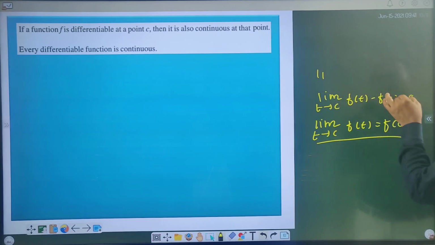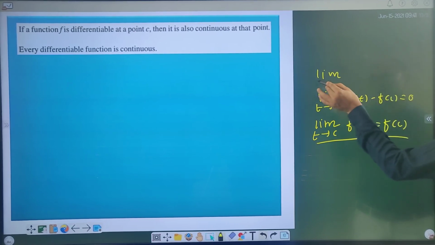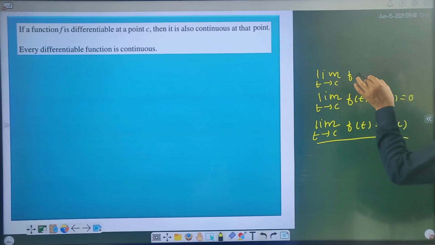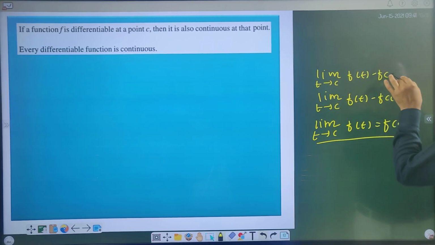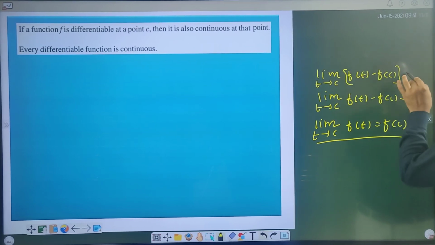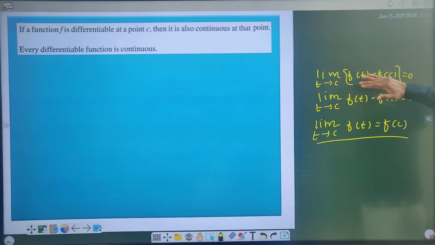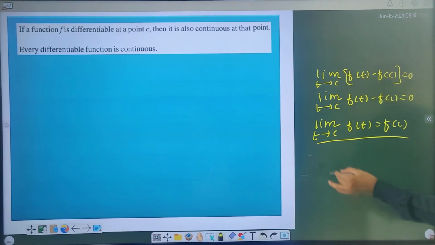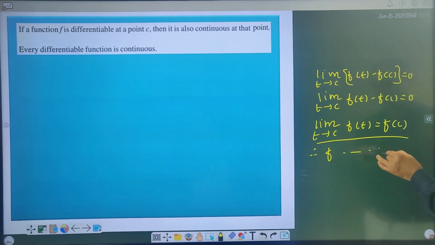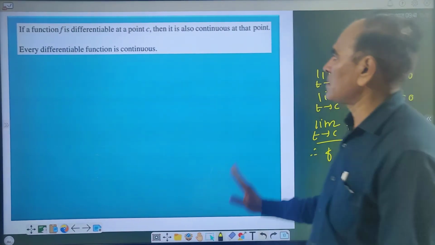And from this one, limit of a constant term is constant. We can write in this way also: limit t tends to c, f of t minus f of c is equal to 0. Simplified, then you get this one. And therefore, f is continuous at x is equal to c. We need to show this one.